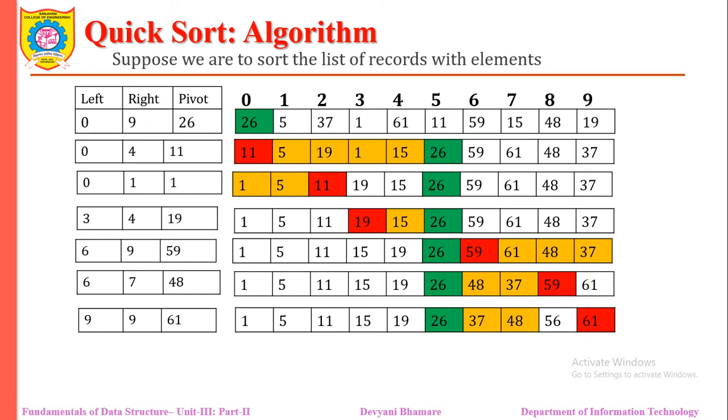In this fashion we perform recursively: take a pivot, compare with the elements, and put the pivot in such a position that the elements on the left-hand side are less than the pivot and the elements on the right are greater than the pivot. So we stop here about quicksort.